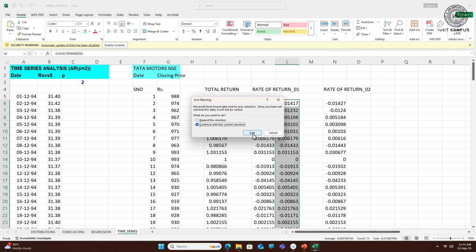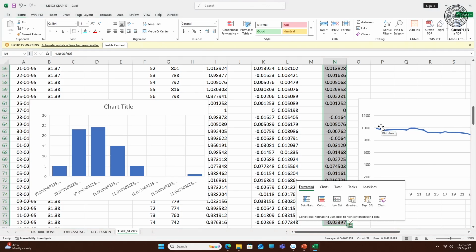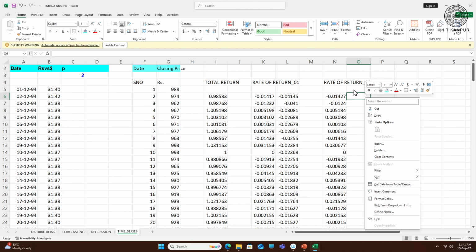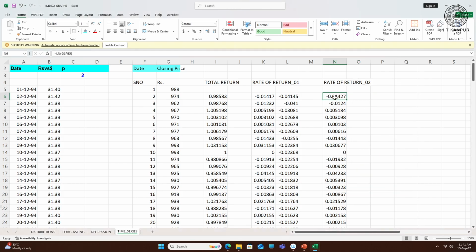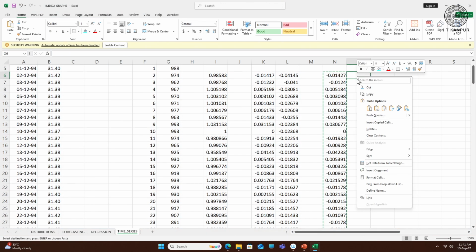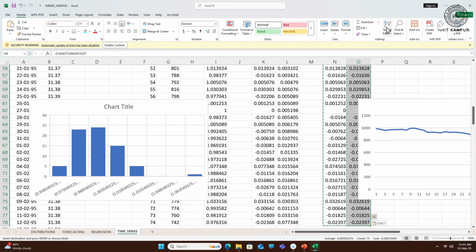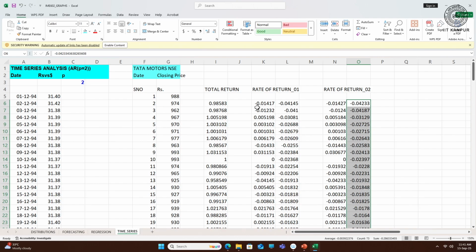Continue with the present list. So, these are the sorted ones. I will also copy it for rate of return 2. Just copy the values, sort them from the minimum to the maximum, continue with the current selection. So, these are the values.